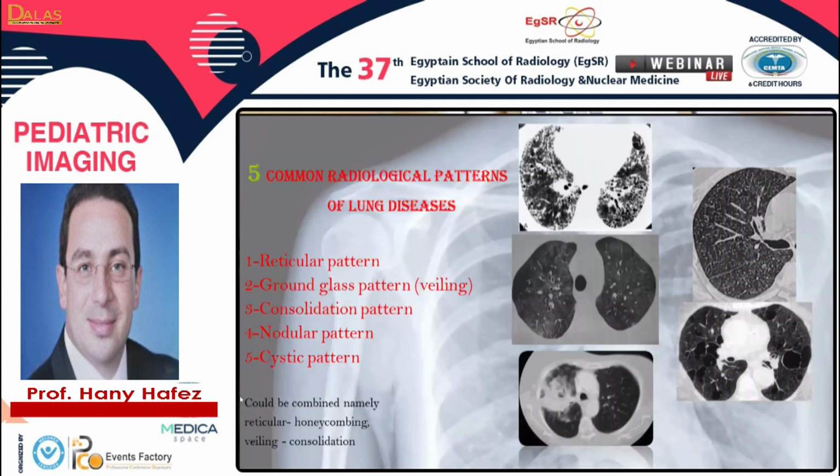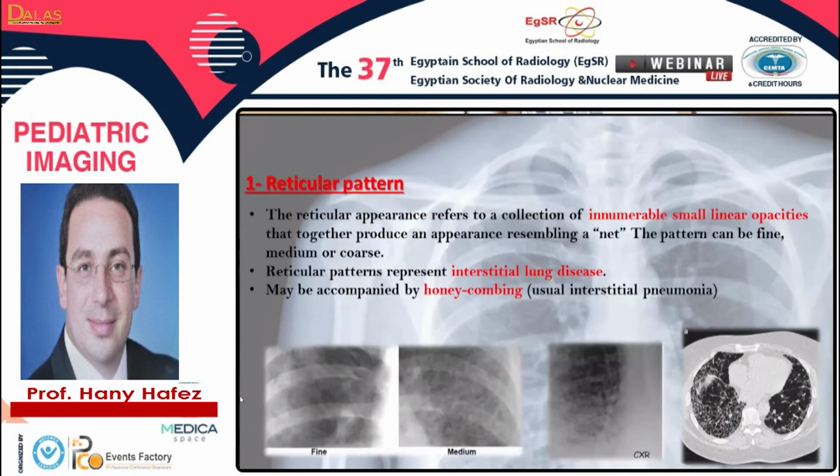There are 5 common patterns of lung disease: reticular pattern, ground glass pattern or veiling, consolidation pattern, nodular pattern, and cystic pattern. They may be combined, as reticular with honeycombing, and veiling with consolidation. Reticular pattern is innumerable small lines intersecting with each other, making a net. Reticular pattern represents interstitial lung disease and may be accompanied by honeycombing.